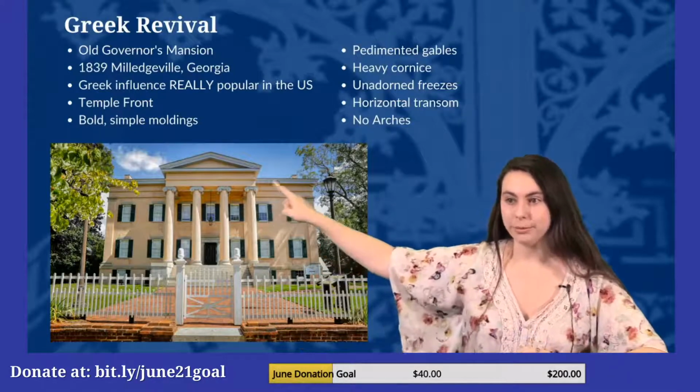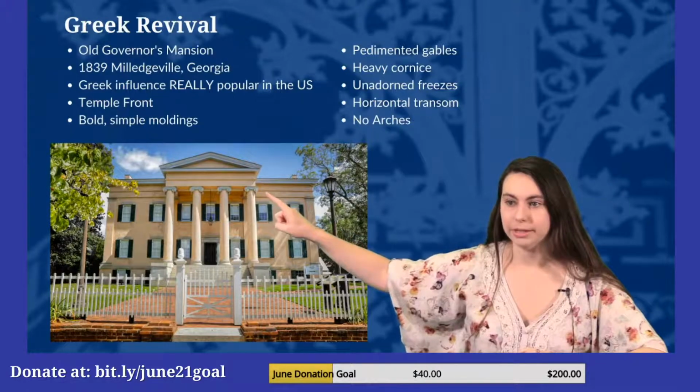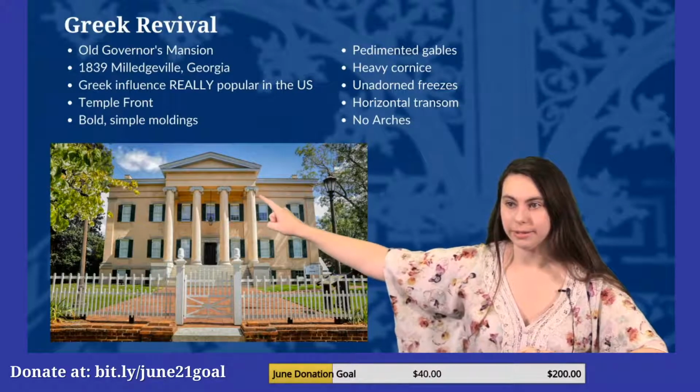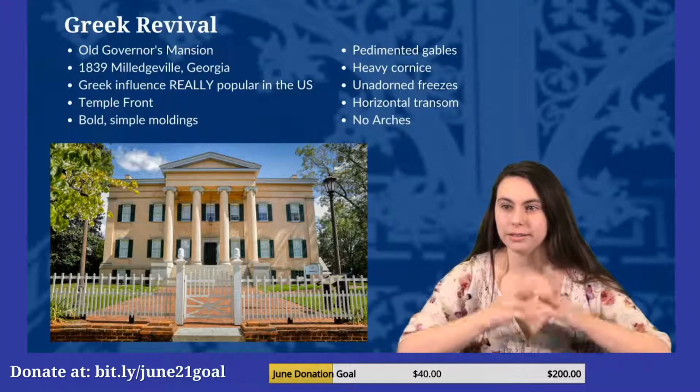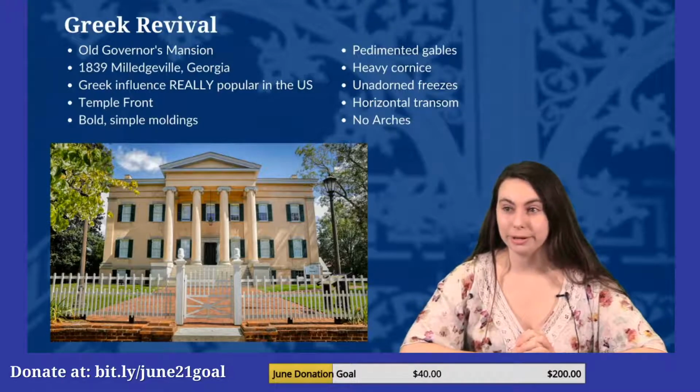We have the Ionic columns, which are the second highest order, which are here on the governor's mansion. This is the old governor's mansion in Milledgeville, Georgia. It's beautiful. Would highly recommend going to see it.